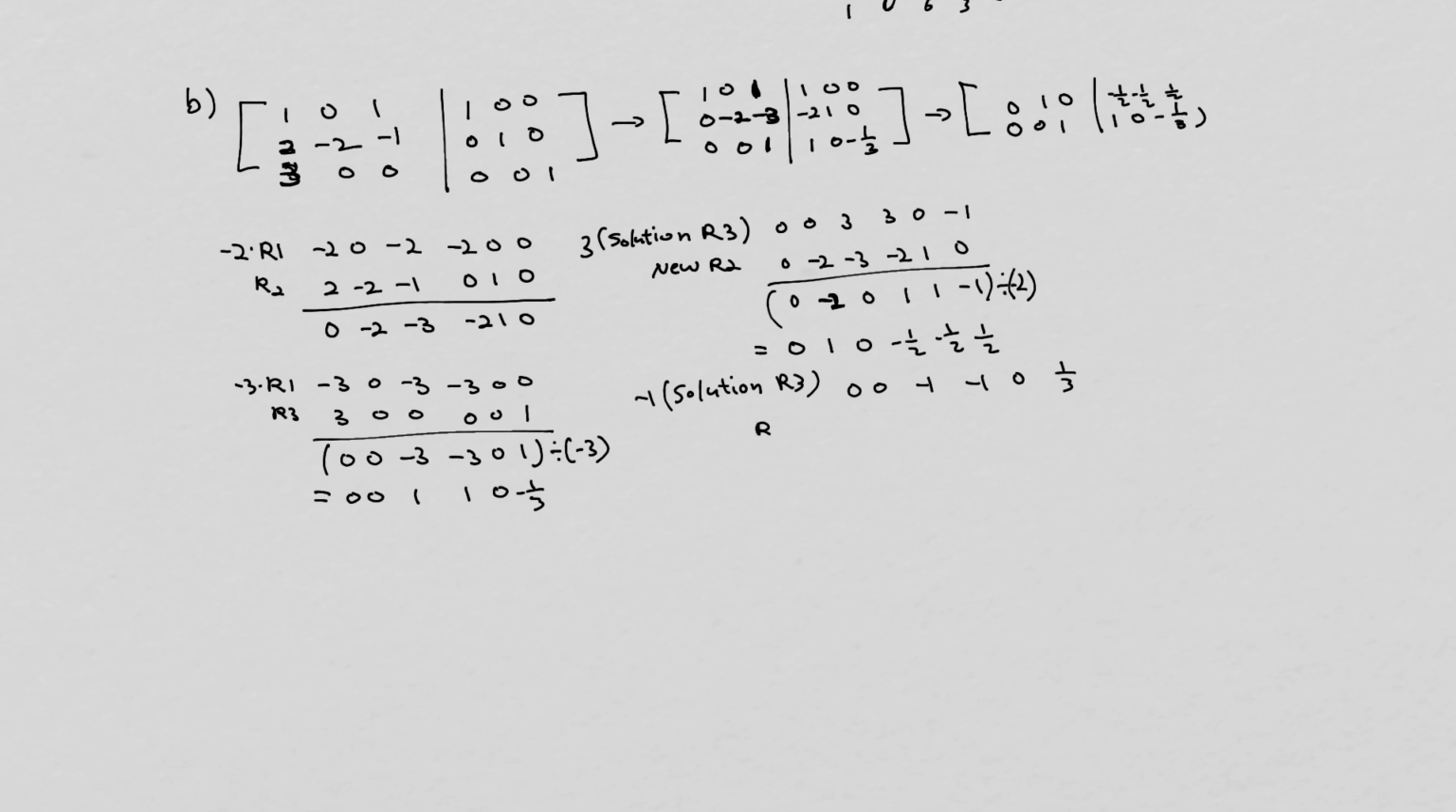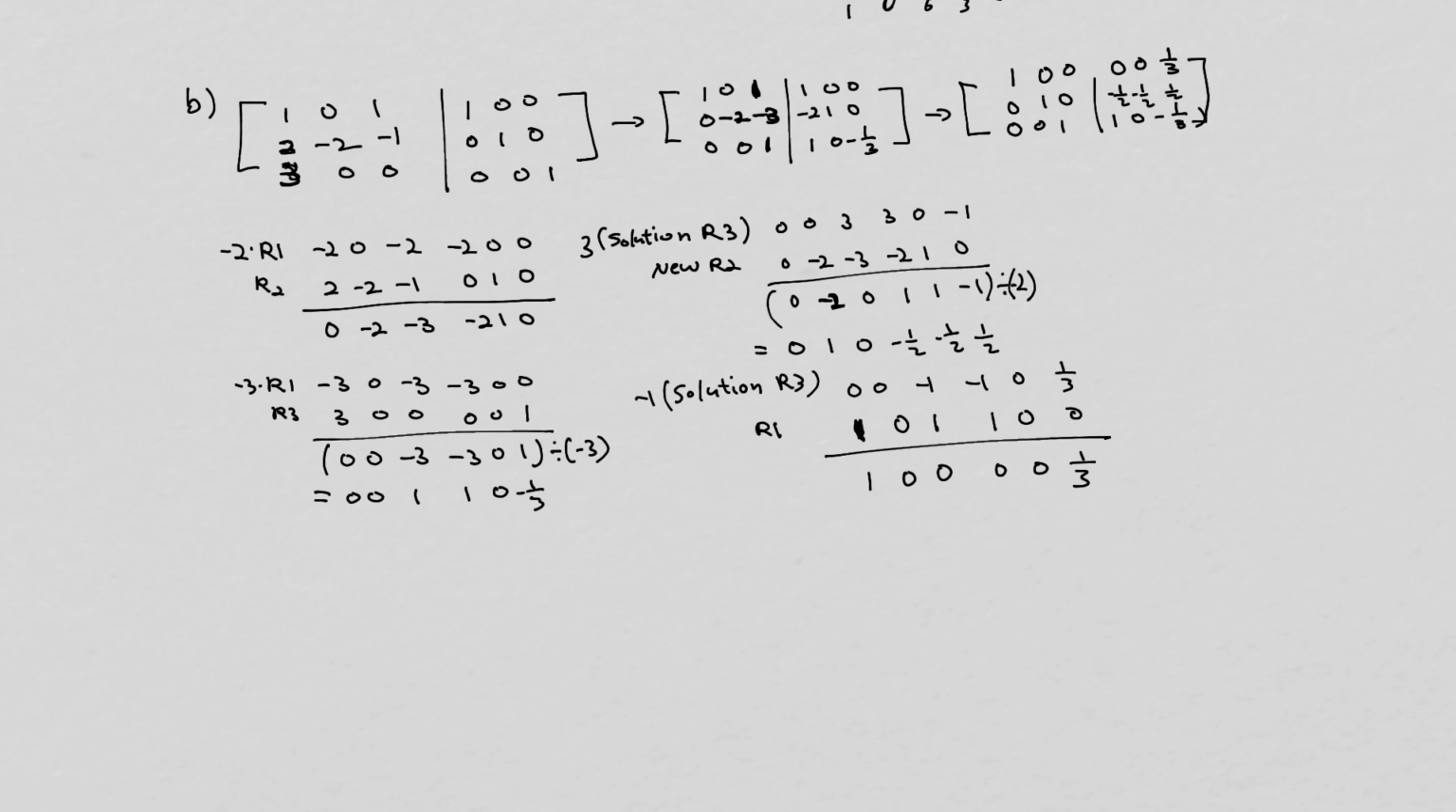Added into row 1 will give you 1, 0, 1, 1, 0, 0. When you're adding them up, it will be 1, 0, 0. That will be another 0. That will be 0 and 1/3. So you will get, that's the solution row 1, right? 1, 0, 0, 0, 0, 1/3.